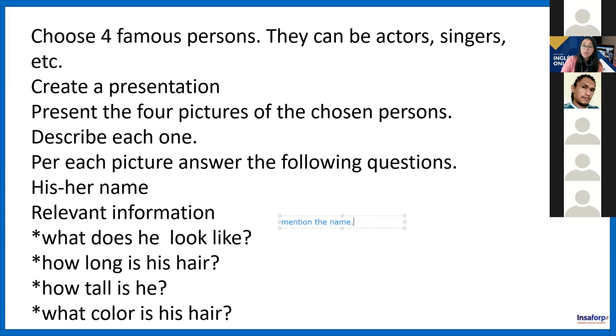No? Okay, so questions, Gladys? No. Okay, so since they are four, we are going to work in pairs. Vamos a trabajar en pareja. Entonces, son cuatro personas. Nos tocarían two for each person, right? Entonces, en parejas, usted va a presentar dos en una presentación, right? Just one presentation. Okay, ready, guys?